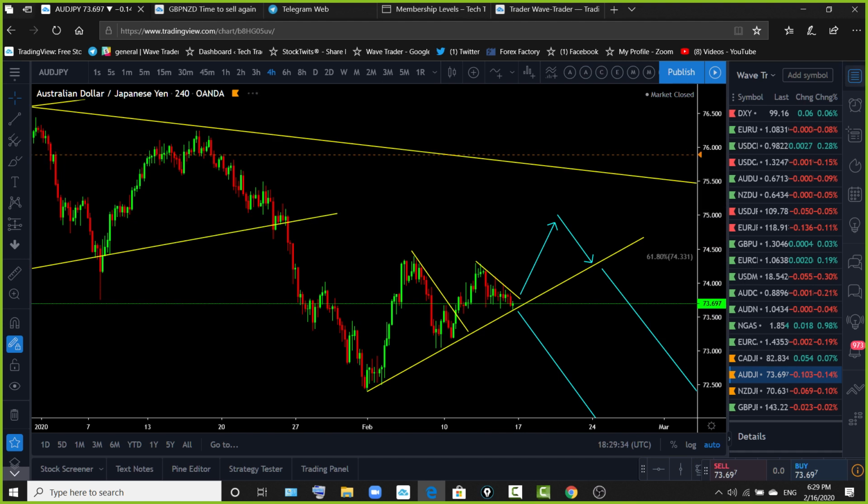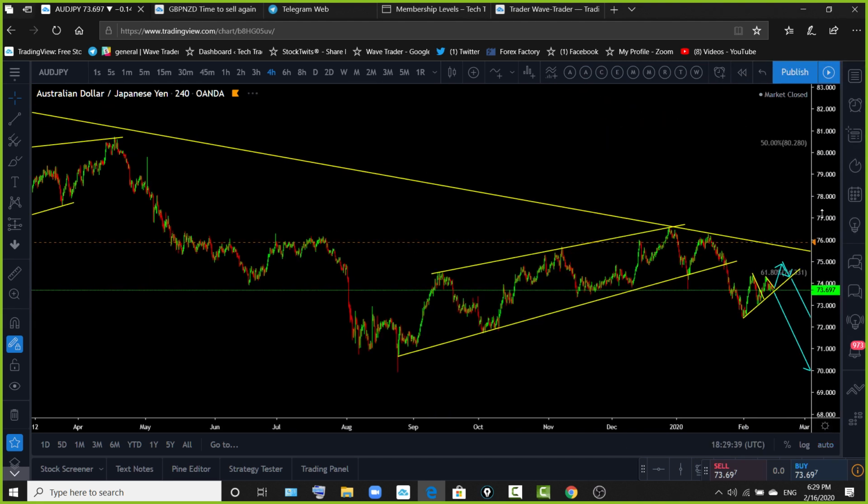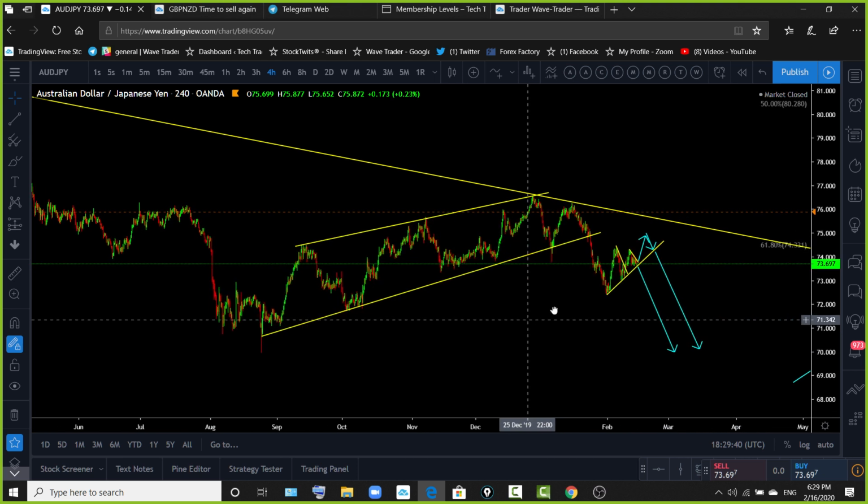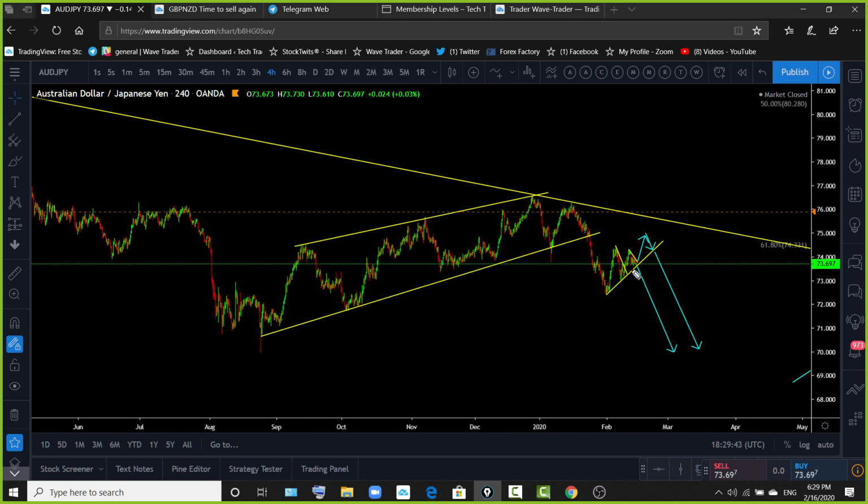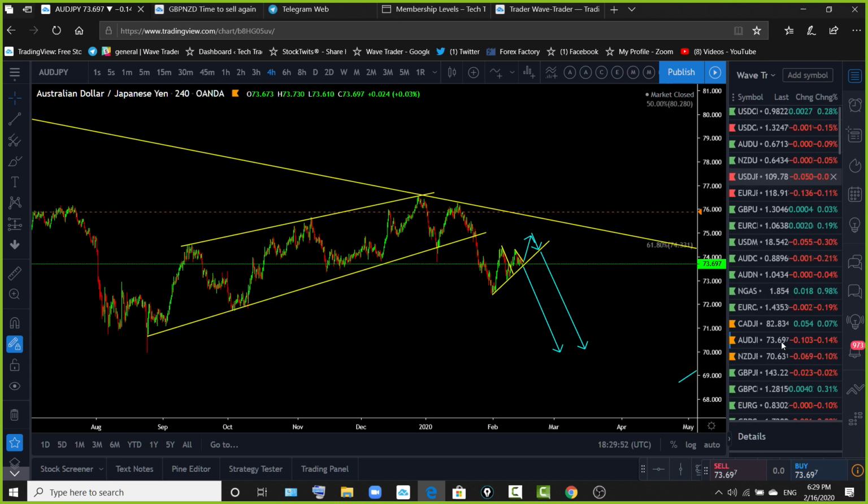Let me zoom out. Okay, so this ABC move, that's the chart. So a kind of neutral analysis we are having on the yen pairs. ABC move and then continue to go lower. So short term buy and then go lower.